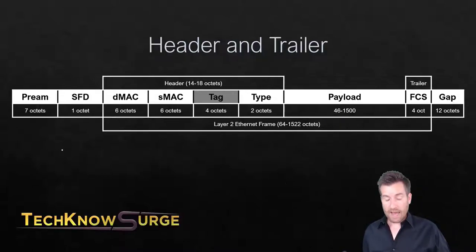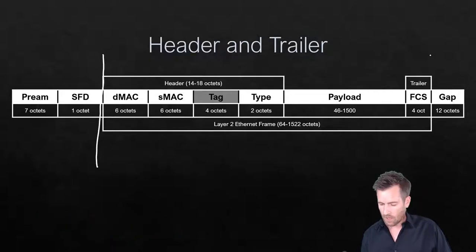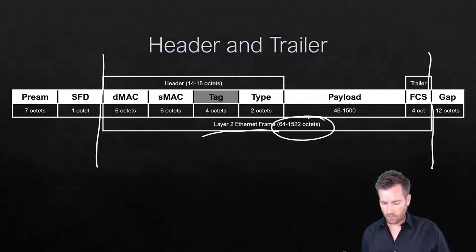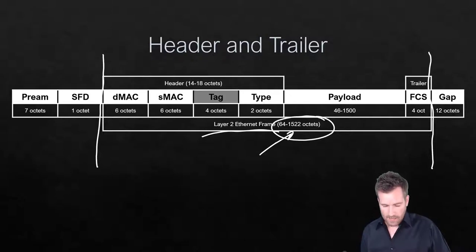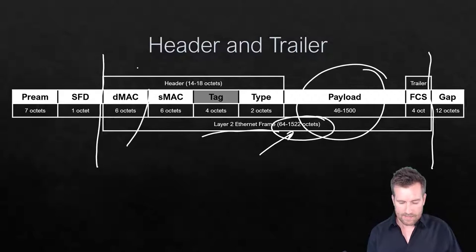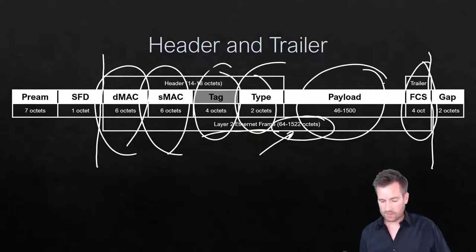All right, so here we have an Ethernet frame. The Ethernet frame exists everywhere from the header all the way back down to the trailer. So we call this the layer 2 Ethernet frame. The layer 2 Ethernet frame can be anywhere from 64 bytes to 1,522 bytes, and we're going to be talking about how that looks a little bit later on. But for now, just know that we've got the payload within here. We've got a destination MAC address, a source MAC address, a tag, a type, and a trailer. So we end with a trailer.